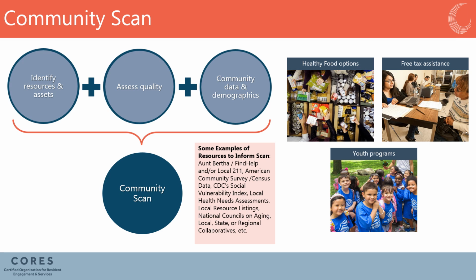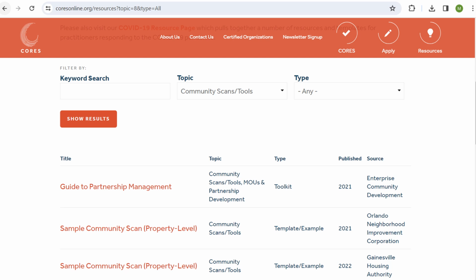When assessing quality of local community resources, we have seen organizations collect feedback from community leaders and agencies, as well as developing their own rubrics or scoring systems to assign a score for quality. While this is not a requirement, we strongly recommend that applicants assess the quality of resources in their community. Please see the CORES Resource Library for additional examples from other organizations, and remember that your community scan can look different from these examples as long as it addresses the required elements.